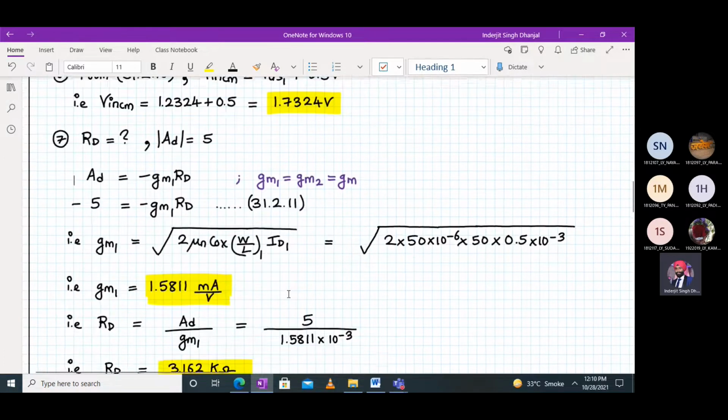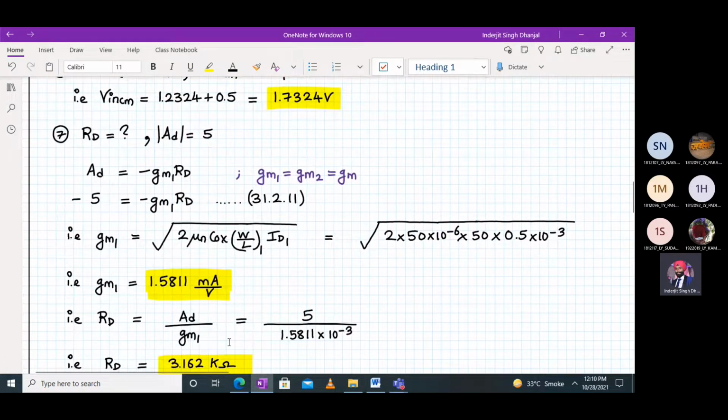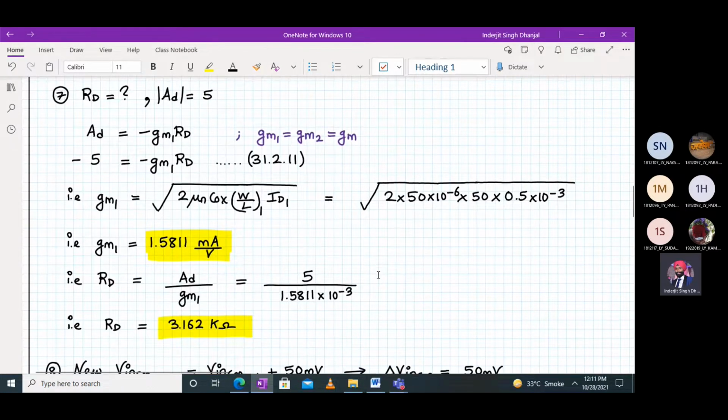So we have been given AD is equal to RD into GM1. So now RD will be equal to AD divided by GM1. That will be 5 divided by 1.5811 milliampere per volt. So if you do this calculation, the RD value comes out to be 3.162 kilo ohms.